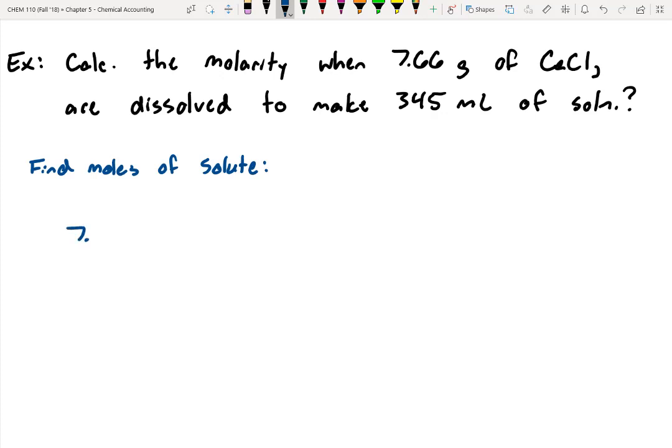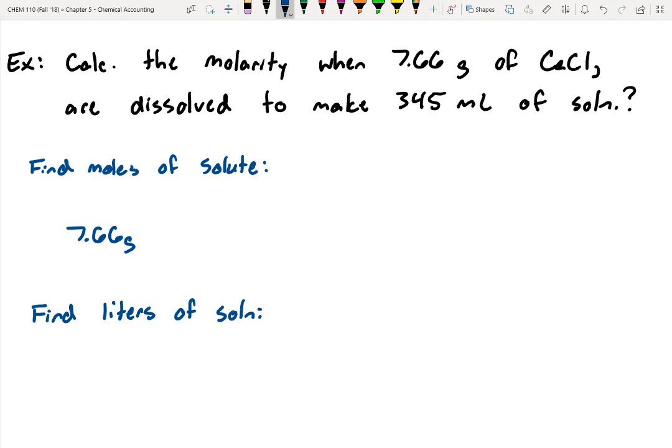So we've got 7.66 grams, and eventually we need to get to moles. And then we'll find liters of solution. All right, so let's do the first one together. We'll find the moles of solute. So we've got 7.66 grams.